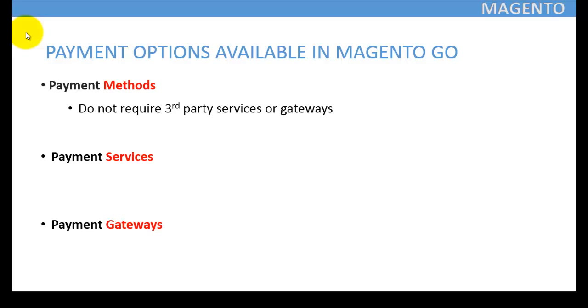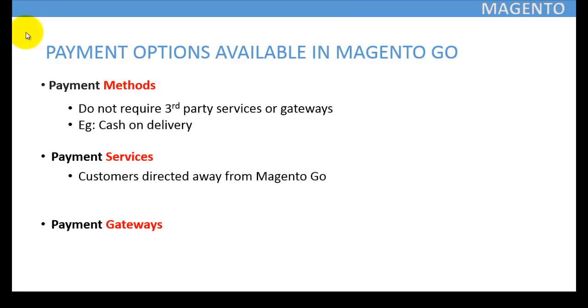The payment methods do not require any third-party services or gateways. A good example of this is cash on delivery. So for example, a person will go into your store, select a product to buy, and will pay for that product once it has been delivered to their doorstep.